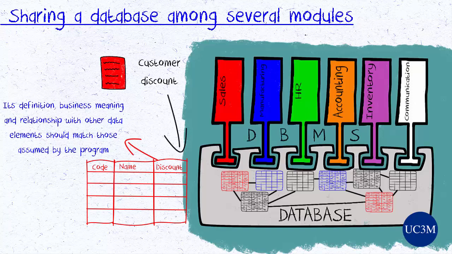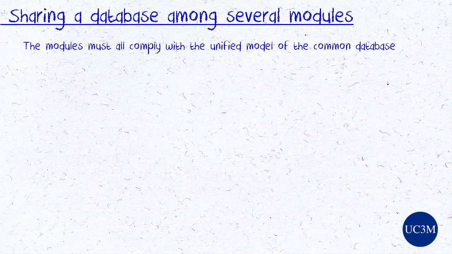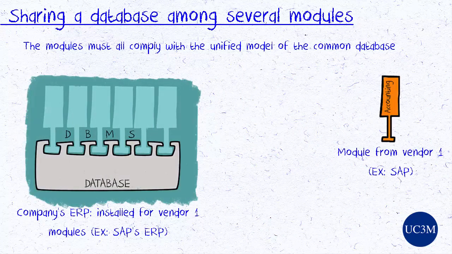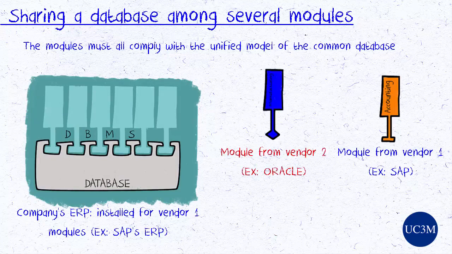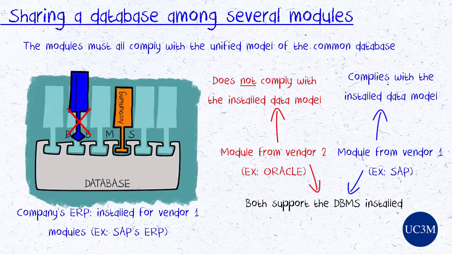This explains the other requirement that the various modules of an ERP must abide by, besides using the same database management system. They must all comply with the single unified data model of the common database. This explains why a customer company cannot use in the same ERP, for example, the financial module of SAP's ERP and the production module of Oracle's ERP, even though both support Oracle's database management system. They comply with different data models, those of the corresponding databases.